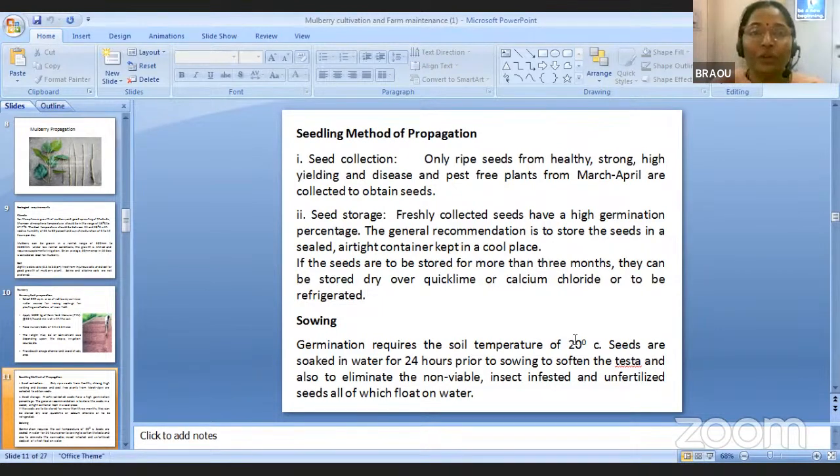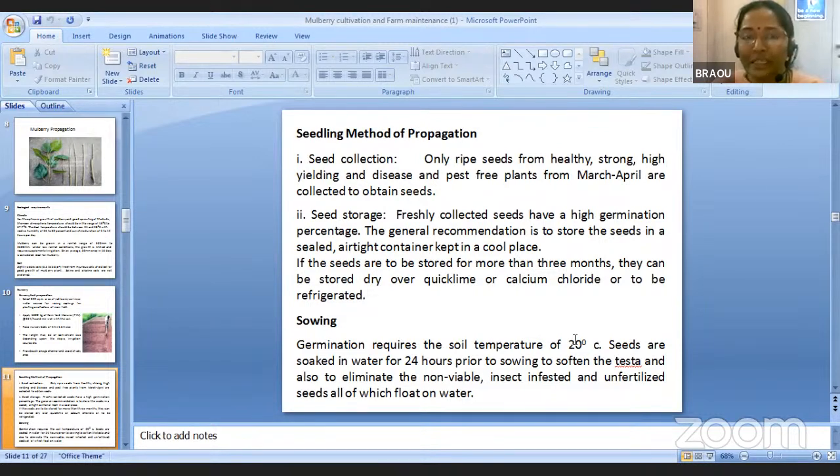You're going to collect only the ripe seeds because they're going to be very healthy. The ripe, fully grown seeds from healthy, strong, high yielding, disease and pest free plants. Because the leaves that you're going to provide to the silkworm should be really healthy and strong, and they should not have any disease, because if they are disease prone, then your larvae are also going to be disease prone. So you have to be very careful when you're providing the leaves.